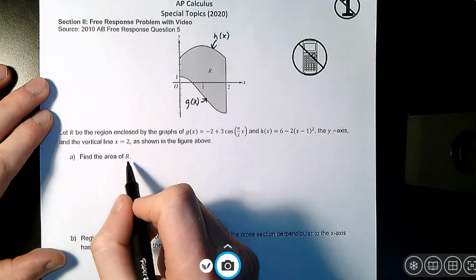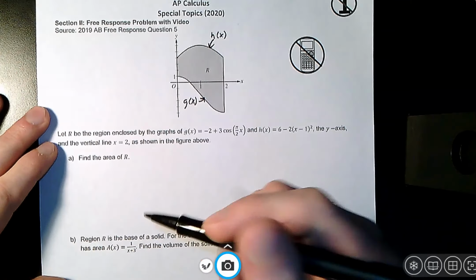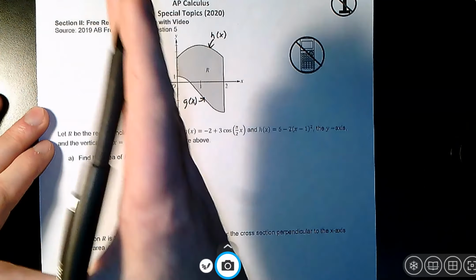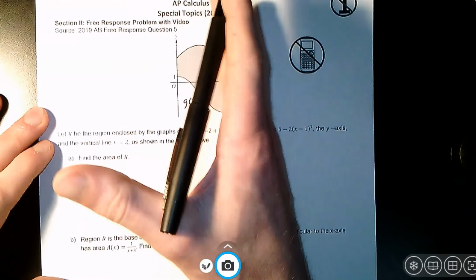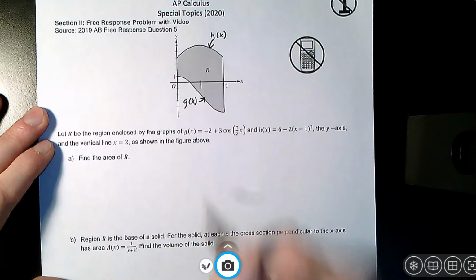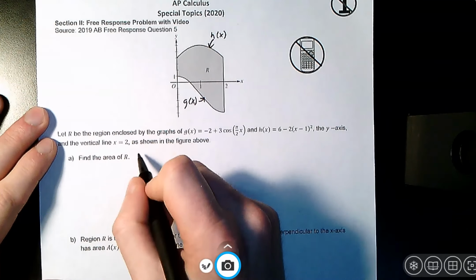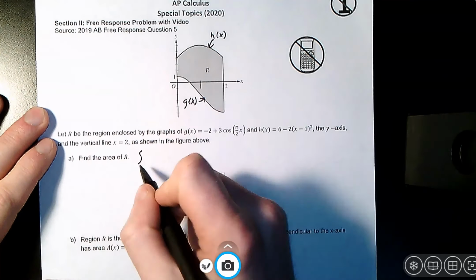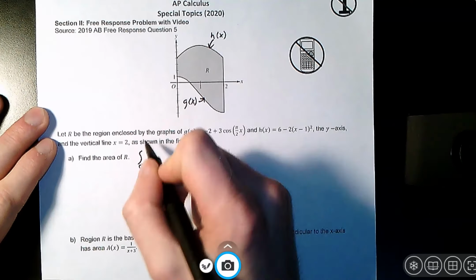All right, finding the area of region R then, I'm going to need to be integrating. I'm going to have to start on my left endpoint and go over to the right endpoint, and I'm going to do top minus bottom. So let's do that then. I'm going to be integrating from my starting point of 0 to my ending point of 2.